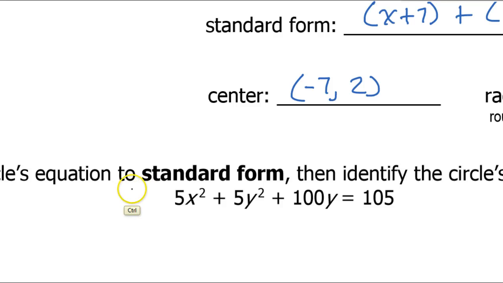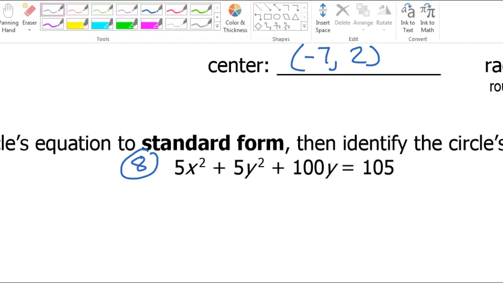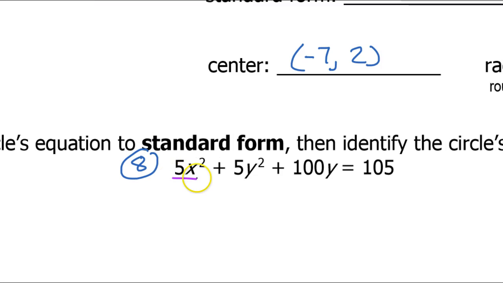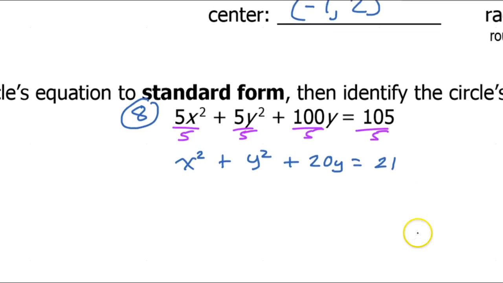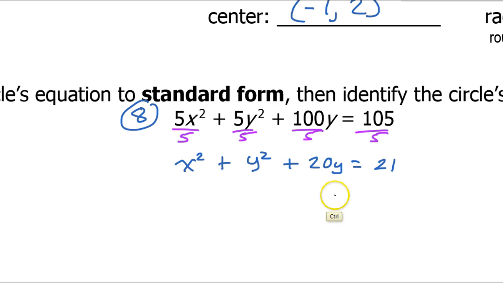All right, number 8 has 1 extra step. Otherwise, it's basically the same thing. So this is number 8. The 5s in the front of the x squared and y squared, that's no good. I'm not liking that. So I'm going to go ahead and divide everything by 5. Okay, so that will give me x squared plus y squared plus 20 is equal to 21. Okay, divide everything by 5 first.